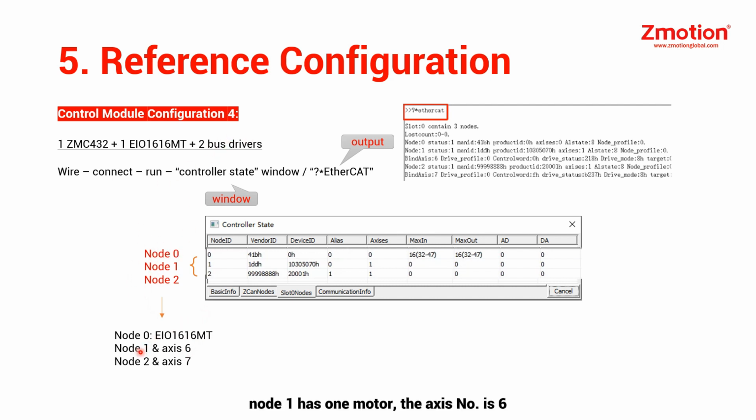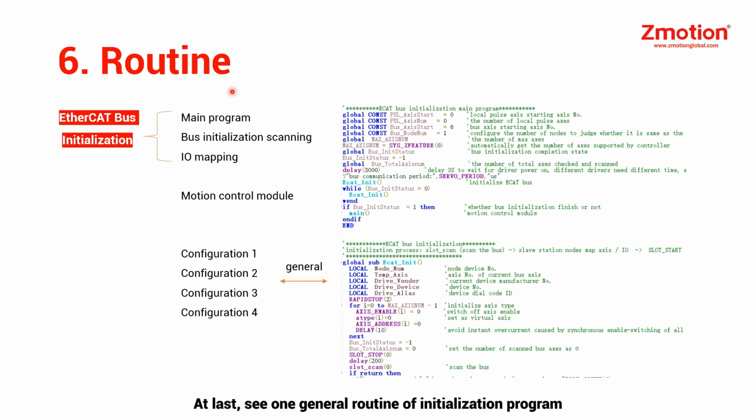Node 1 has 1 motor. The axis number is 6. Node 2 has one motor. The axis number is 7. Then get the node information. 3 nodes all can be viewed here. At last, see one general routine of initialization program, which means the above configurations are valid.